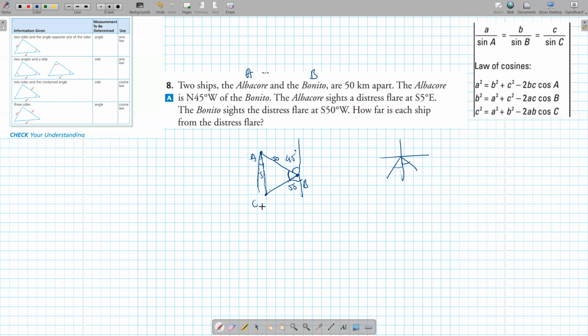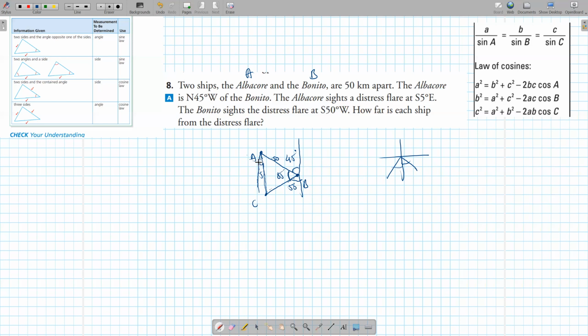It'll be 180 minus... 180 minus 45 minus 50. So that's 85 degrees on the inside, okay? Now we just need one more angle.